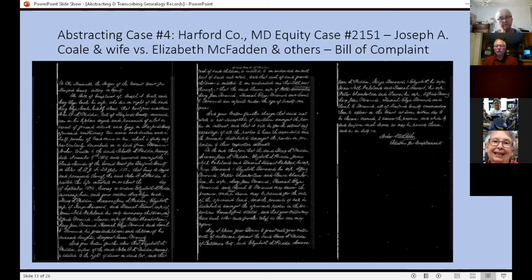This record itself is now housed at the Maryland State Archives. These are not at the county court. However, the index to this record is still sitting at the county court, which you would need the case number in order to pull the actual case. Now, some of these equity files could be anywhere from 50 pages, 20 pages, to several hundred pages.